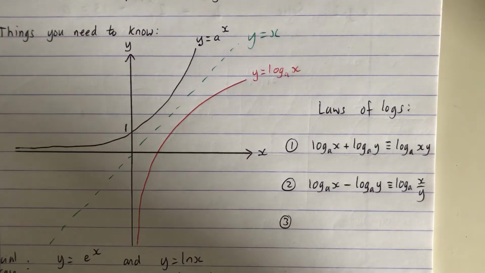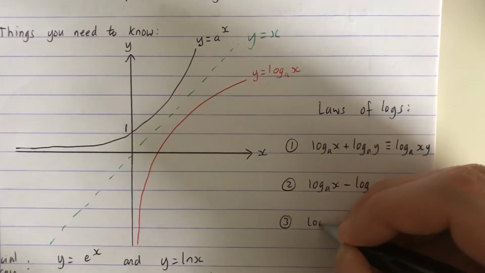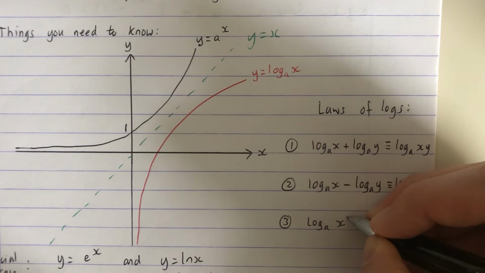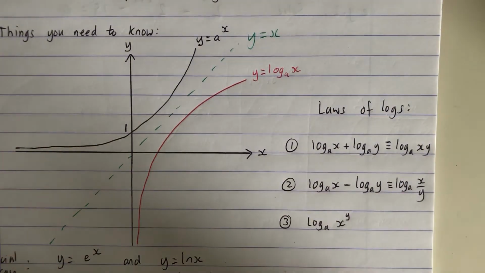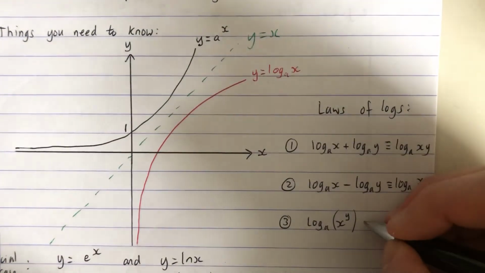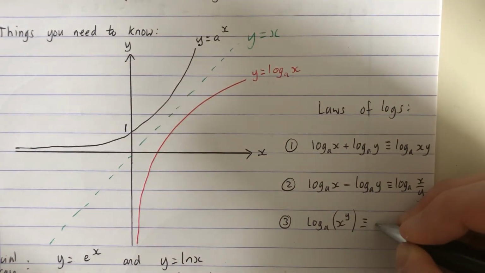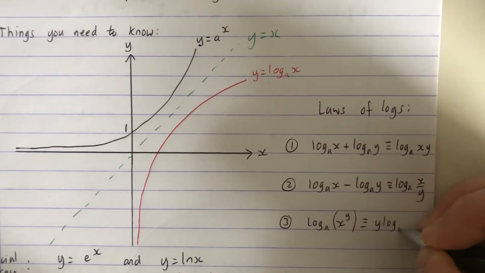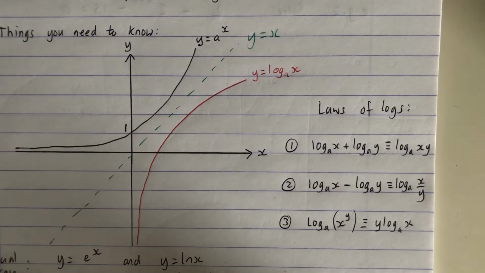And the third and final one is log base a of x to the power of y, where the power is inside the bracket, by the way. That's equivalent to y log base a of x. And those three rules are used to solve equations with logarithms.